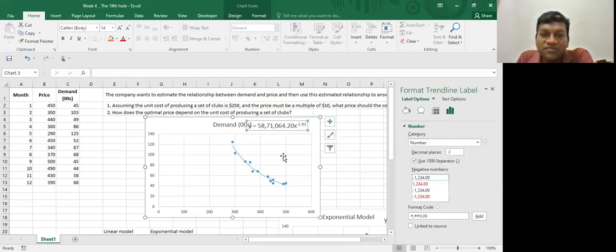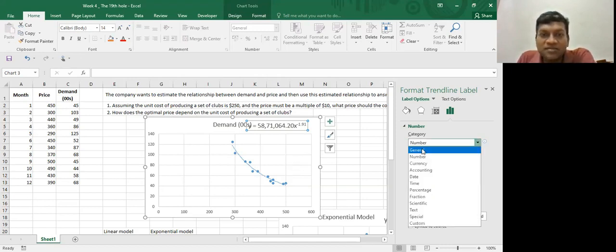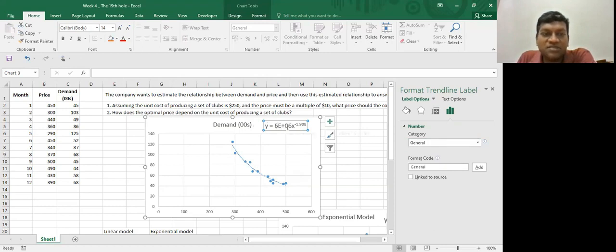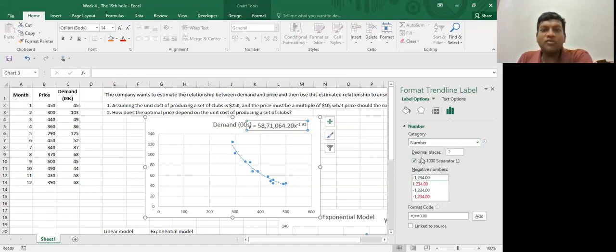It will tell you it is 58,071,064. Okay, that is 5.8 into 10 raised to 6. That is what it was trying to say. 5.8 into 10 raised to 6, approximated to 6 into 10 raised to 6. That's why it was showing it as 6e06. Go back to that notation again. See, showing us 6e06. What it means is 6 into 10 raised to 6. We will want it in number because we want to be more accurate.